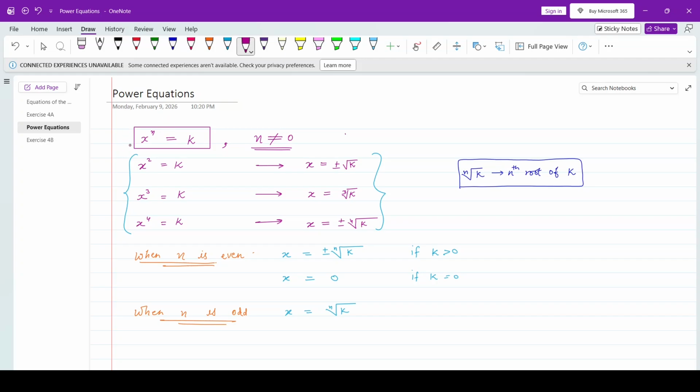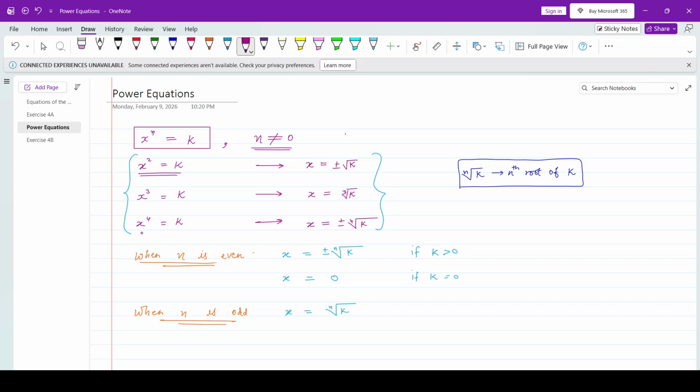So let's take some examples by putting some values of n. Let's say n is equal to 2. Then in that case x square is equal to k. This is the same type of equation we solved in the previous session. The solution is x is equal to positive or negative square root of k. Now if we take n is equal to 3, then x raised to the power 3 is equal to k, and in this case the solution is going to be x is equal to third root of k, or cube root of k.